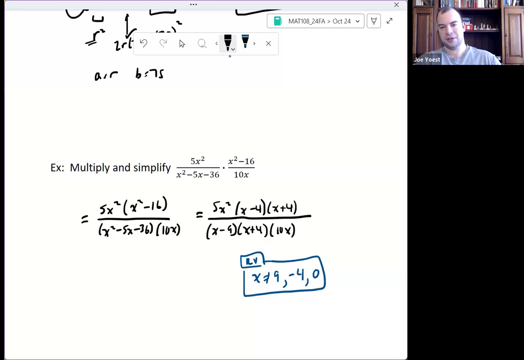And now I can divide out some common factors. The x plus 4s divide out. I see a factor of 5 divides between the top and bottom, leaving me with a factor of 2. And a factor of x divides from the top. I lose one of my powers of x squared, x times x. One of the x's goes away, divides out with the bottom. So I'm left with x times x minus 4 divided by x minus 9 times 2.